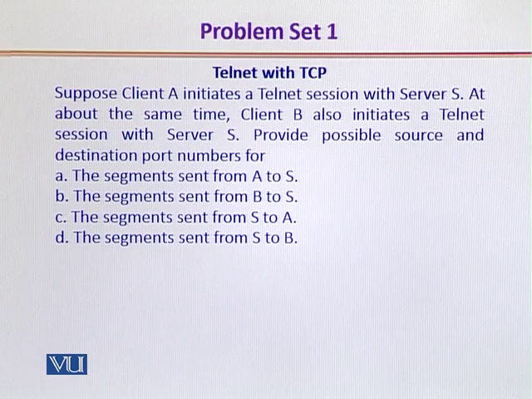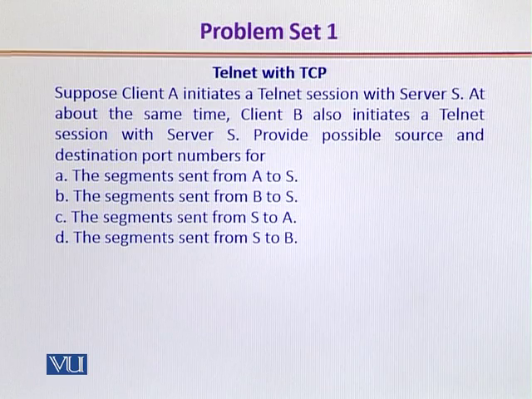This problem is based on a Telnet scenario which uses TCP as the underlying protocol. Now suppose that there are two clients A and B. Each of these attempts to open a session with a server S. Since the transport layer uses TCP as the underlying protocol for Telnet, which uses port numbers, provide the answers to these questions. What are going to be the source and destination ports when a segment is sent from client A to S, from client B to S?